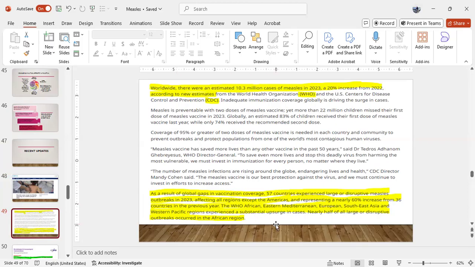As a result of global gaps in vaccination coverage, 57 countries experienced large or disruptive measles outbreaks in 2023, affecting all regions except the Americas, and representing a nearly 60% increase from 36 countries in the previous year. The WHO African, Eastern Mediterranean, European, Southeast Asia, and Western Pacific regions experienced a substantial surge in cases. Nearly half of all these large or disruptive outbreaks occurred in the African region.